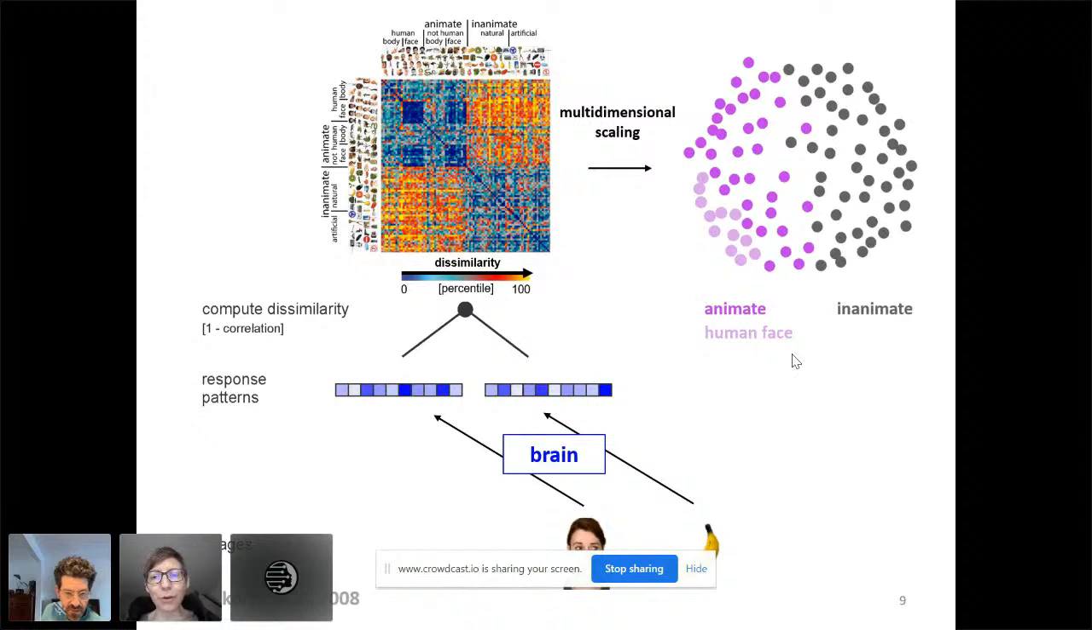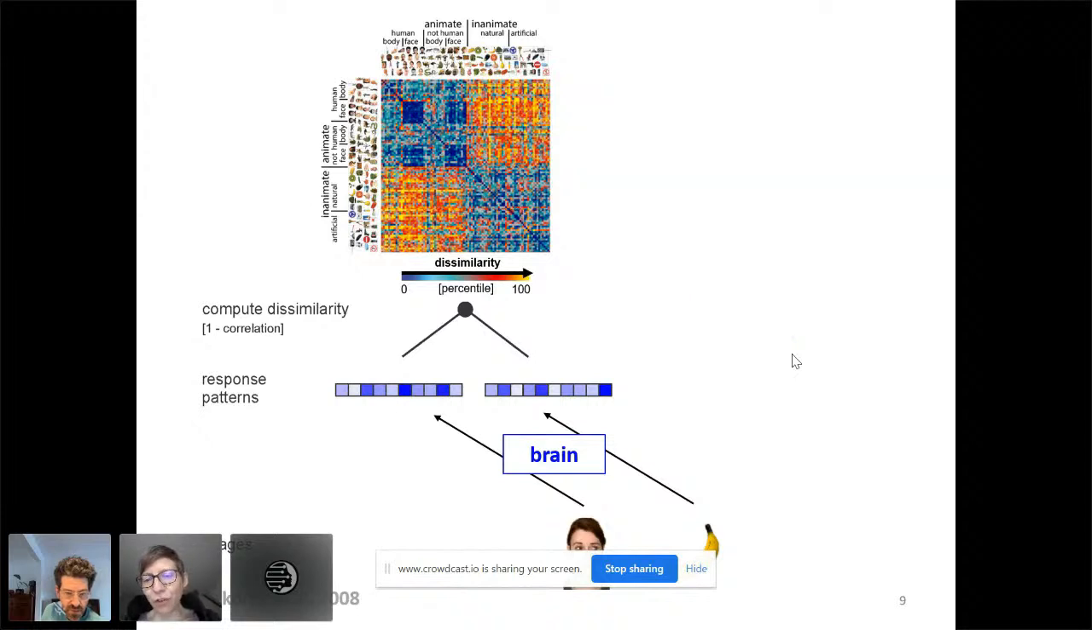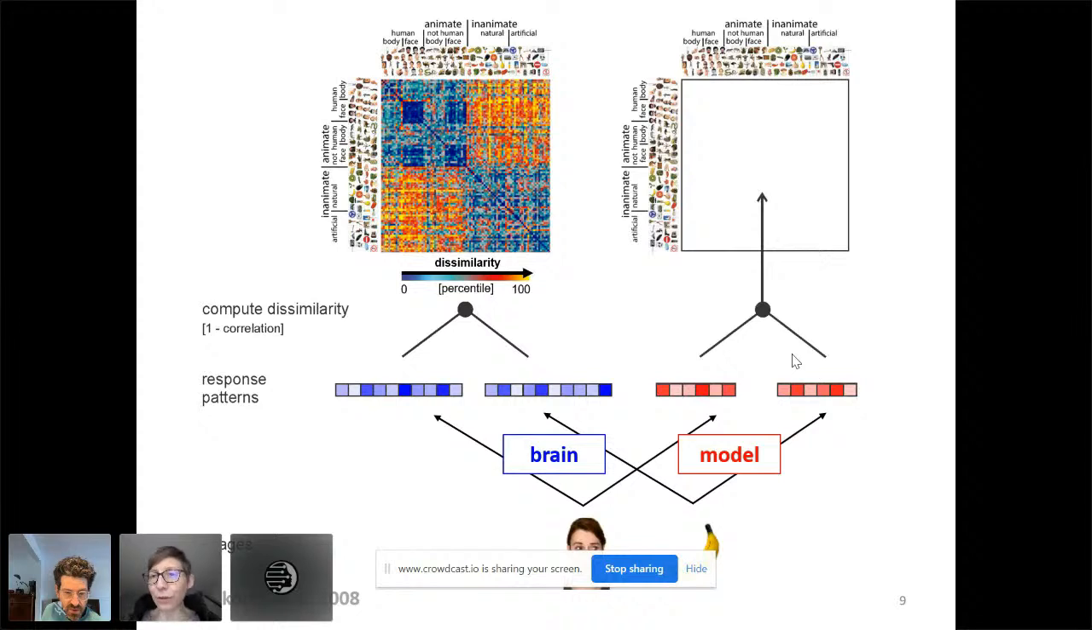We can also use the same approach and compute object representations in models. So these could be deep convolutional neural networks, which will feature later in the talk. And there we can just have response patterns across model units in response to these images. We can compute an RDM there as well. And now at the level of the RDMs, we can ask how well the models, we may have different versions, right, explain the brain data.